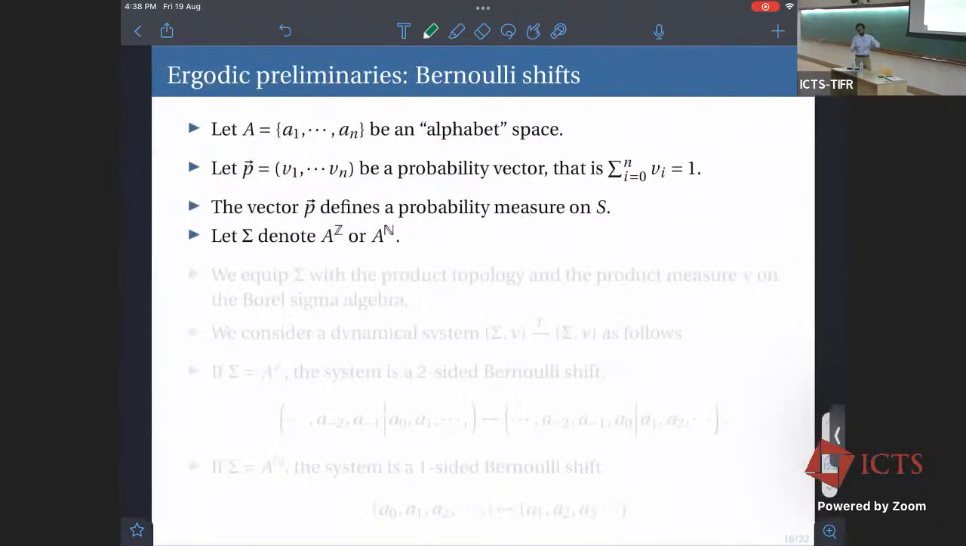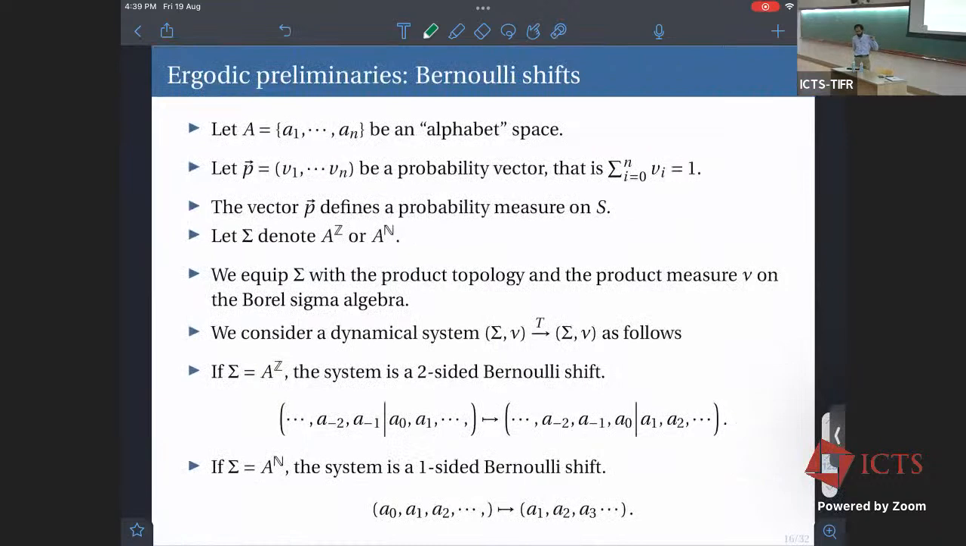And so for this sort of Bernoulli shift, we want to consider a one-sided sequence or two-sided sequence of words, and the alphabet of the words are given by elements in A. So it's A to the Z or A to the N. And then we just equip this space sigma with the product topology and the product measure nu on the Borel sigma algebra.